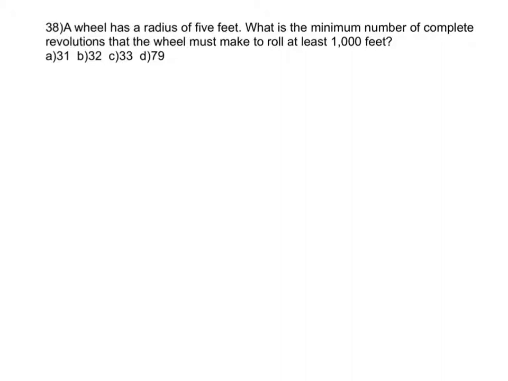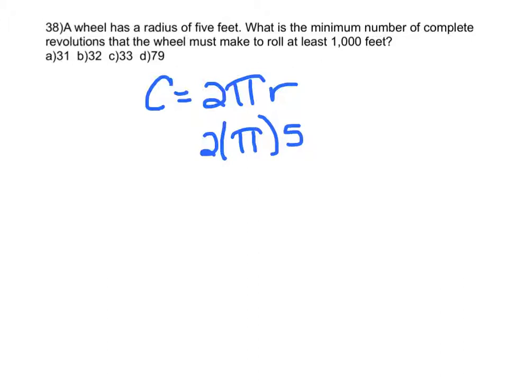In 38, it says a wheel has a radius of 5 feet. What is the minimum number of complete revolutions that the wheel must take to roll at least 1,000 feet? We're going to use circumference equals 2 pi r. We're going to throw in pi and our radius of 5, and that's going to give us 10 pi, or 31.4. So that's going to be a minimum amount. It has to at least go 32, because you can't go 0.4 revolutions there. So it has to go 32 feet.